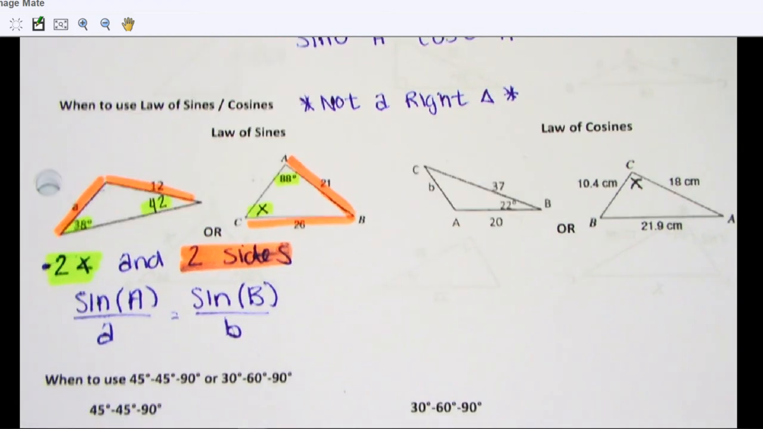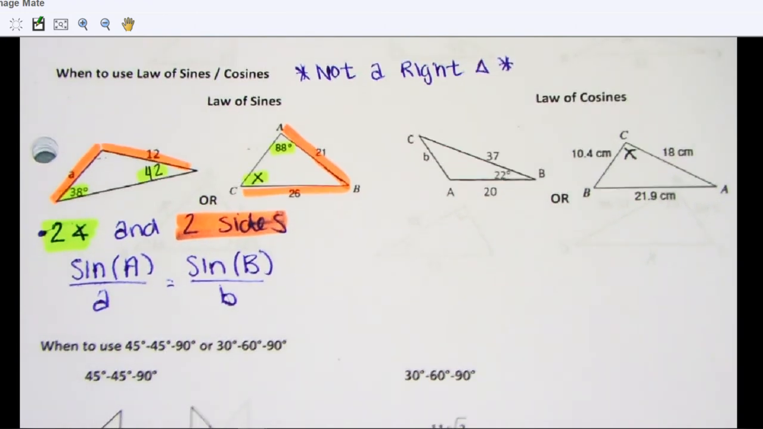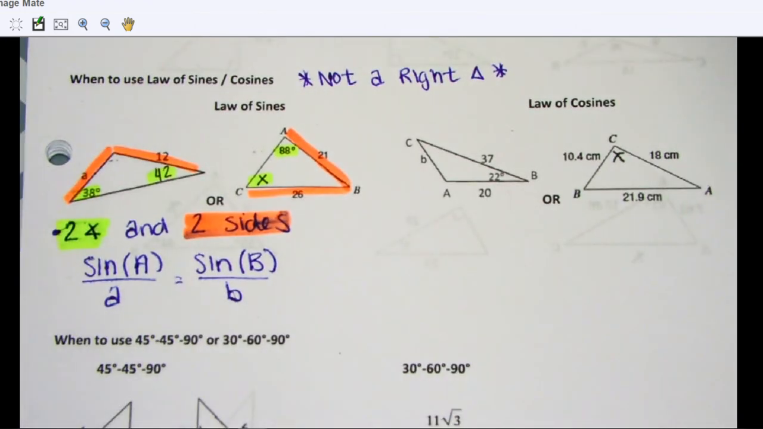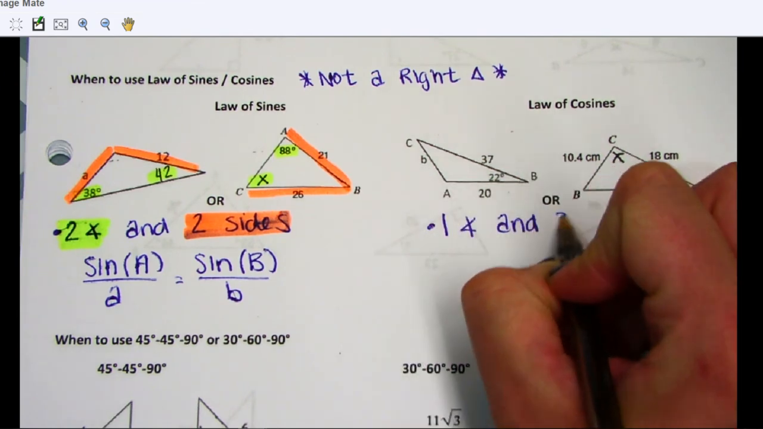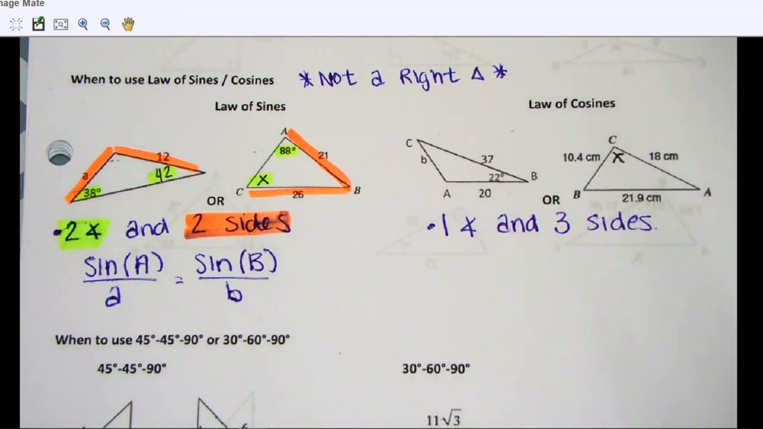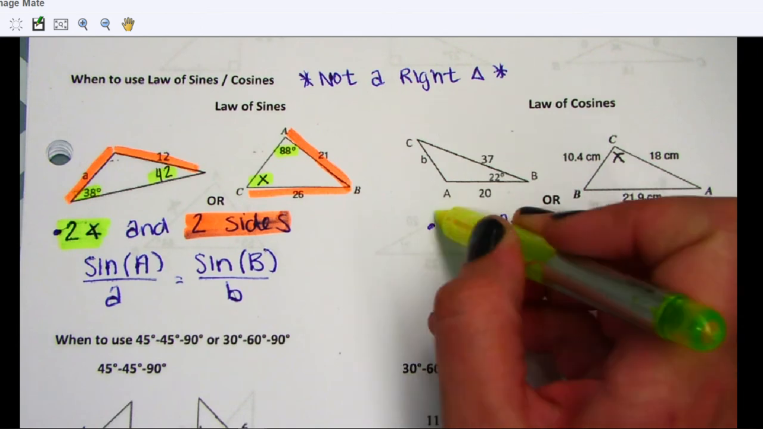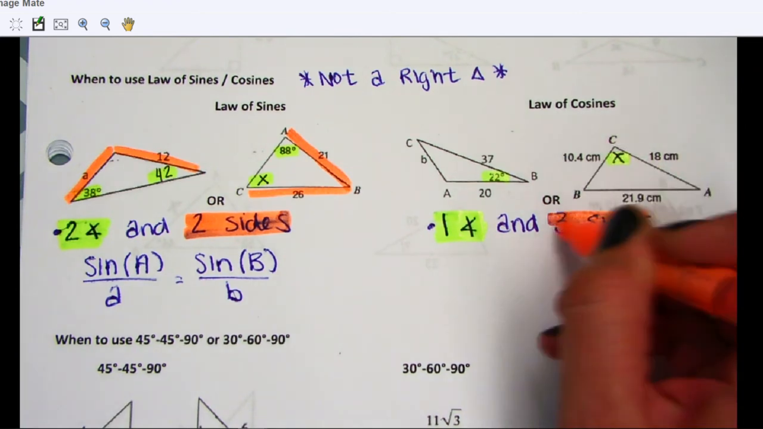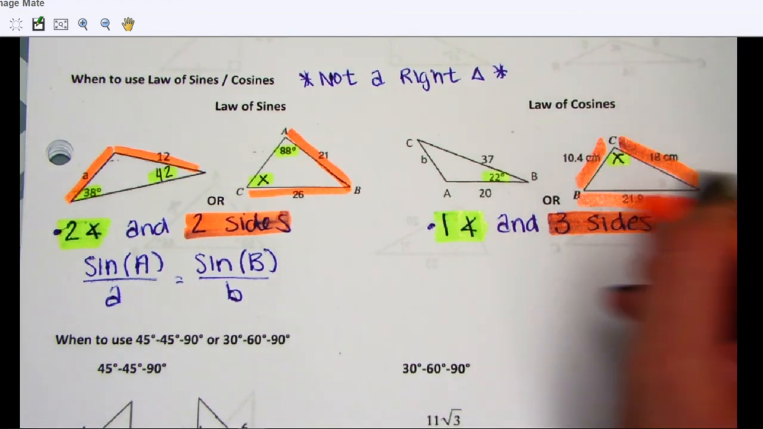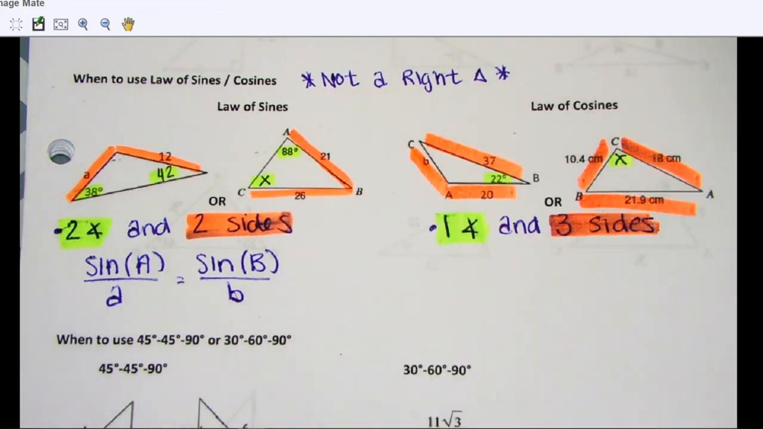Now, the law of cosines is different. In order to recognize the law of cosines, you have to have one angle and three sides. So one angle is the goal for law of cosines, and remember, these are not right triangles. And then you should know information about all three of your sides. Whether or not those sides are variables doesn't matter. I know information about three sides and one angle.